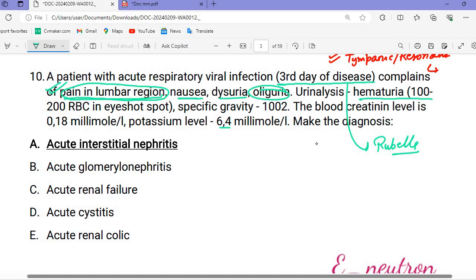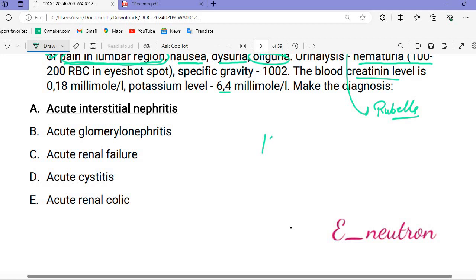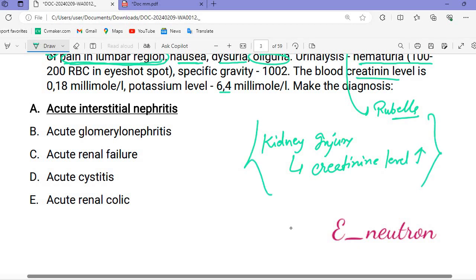The specific gravity, the creatinine levels. Whenever there is any kidney injury or renal injury, the creatinine level will increase first. The potassium level is 3.3 to 5.5; the normal level is 3.3 to 5.5 millimoles per liter. So make the diagnosis. What is this condition? Acute interstitial nephritis.